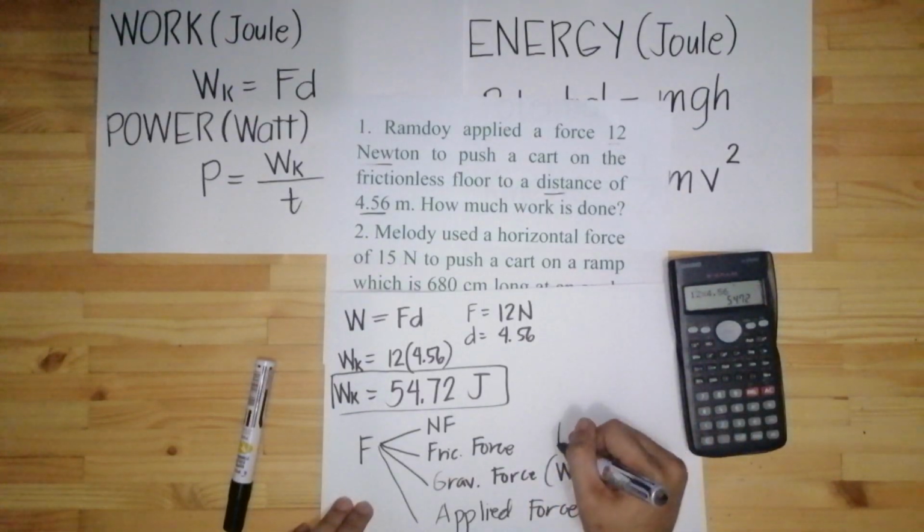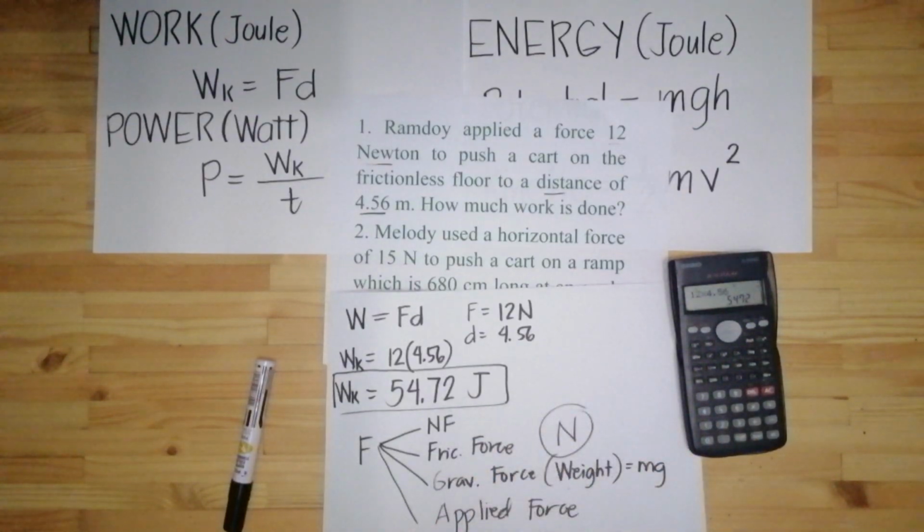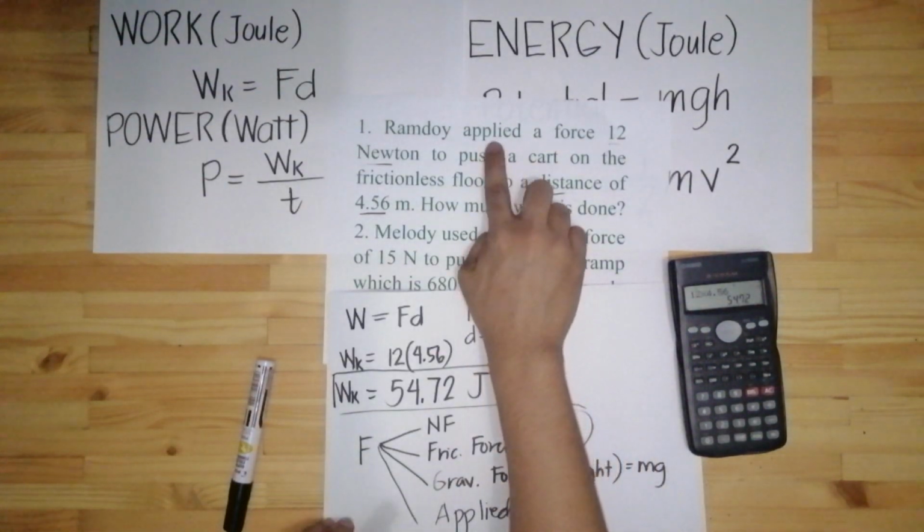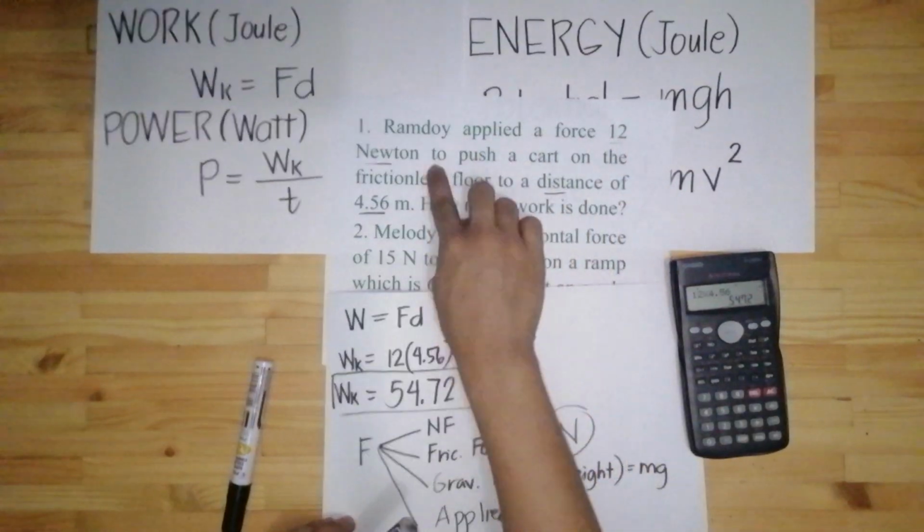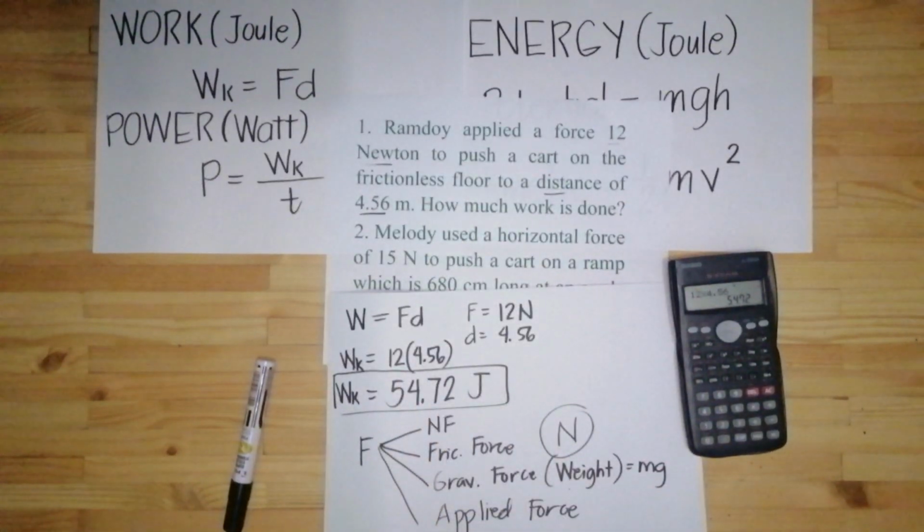Ang force ay may unit na Newton. Kaya pag binigay sa problem Newton, automatically siya yung given force. So dito, applied force ang binigay. So meron ng 12 Newton, kaya sinubstitute na lang natin. Okay, kapag binigay naman yung mass lang, kailangan natin kunin yung gravitational force o yung weight natin, yung tumutulak pababa, mg. So pag may mass tayo, i-multiply lang natin sa 9.8, makukuha natin yung force na meron dun sa object.